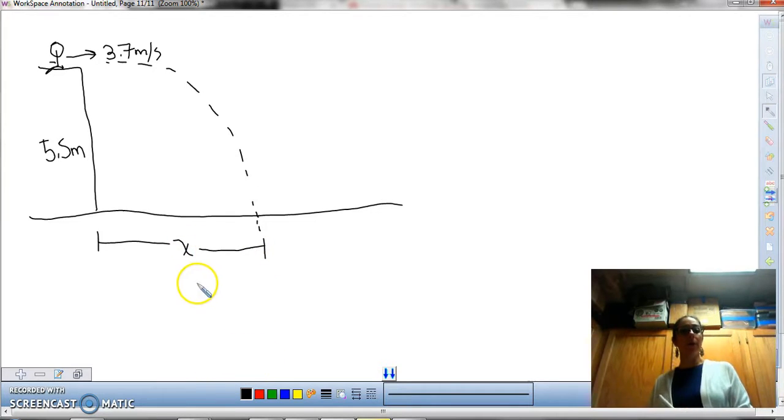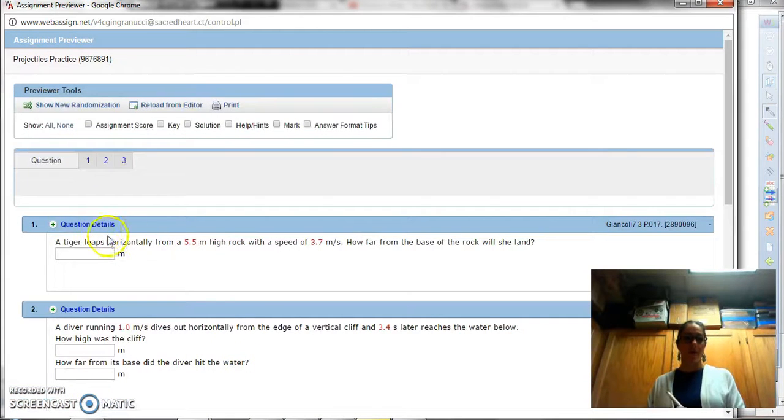Notice that I started labeling this as x. So this is an x measurement. I want x, not y. This is a y measurement. If you need to write it in, go for it, or dy, whatever works for you. Now, I know that it's horizontal because it specifically says in the problem, a tiger leaps horizontally. Sorry, I drew a person, I think. Horizontally is the key word.